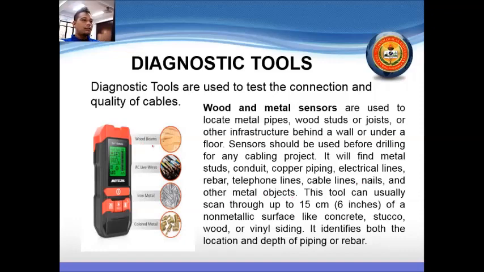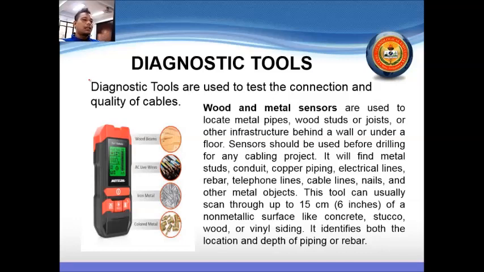So what it detects, class, is wood, live wire, AC, iron, and colored metals behind the wall. So when you install, it shows so that you do not hit them. If you hit them, you will have trouble installing your cable. This tool can usually scan through up to 15 cm, 6 inches, of a non-metallic surface like concrete, stucco wall, or vinyl siding. It identifies both the location and depth of piping or rebar.